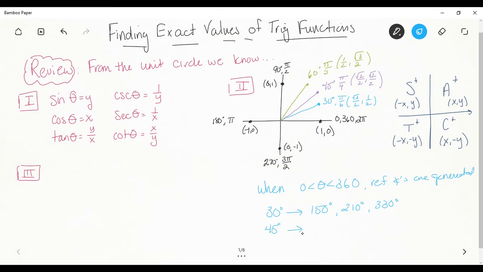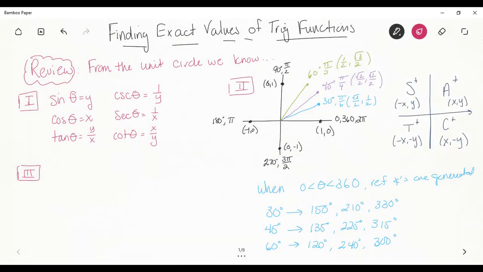Our 45-degree reference angle generated from 135 degrees in quadrant 2, 225 degrees in quadrant 3, and 315 degrees in quadrant 4. And finally, our 60-degree reference angles come from 120 degrees in quadrant 2, 240 degrees in quadrant 3, and 300 degrees in quadrant 4.